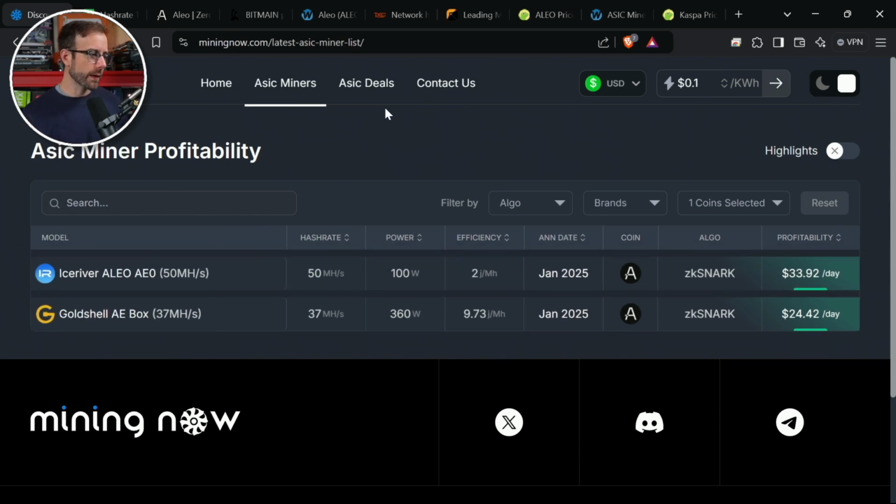I'm sure there'll be many more to come, but this is from the typical kids on the block, Iceriver and Goldshell, releasing their classic at-home kind of smaller versions of these ASICs. I'm sure the big boy ones are right around the corner, and many, many, many more after that. I think we've been through this before, if you know what I mean. We'll talk about that later in this video as well, while we speculate on where this could all go.